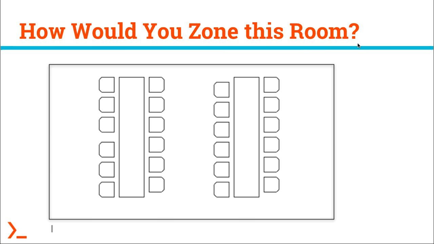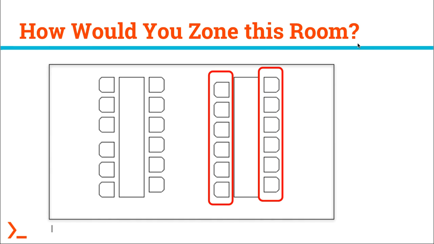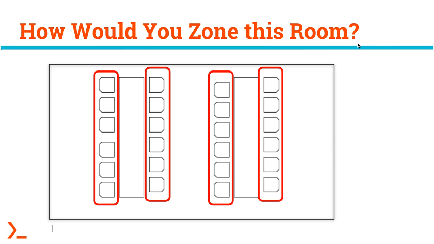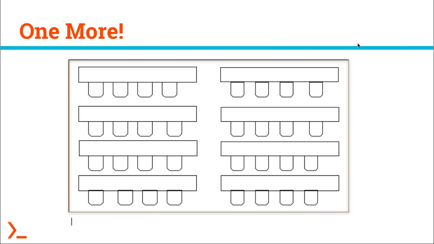How would you zone this classroom? This might be a good structure so that volunteers are not crowding one another and can have good visibility of student screens. One more. Where would you put the zones here?